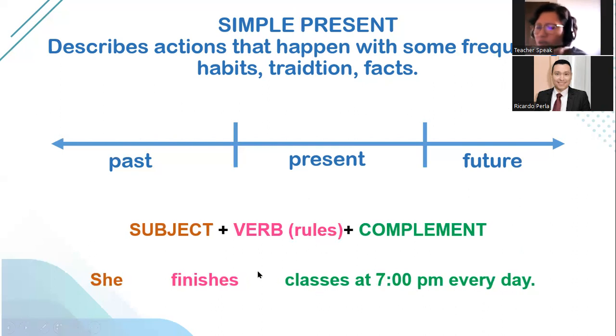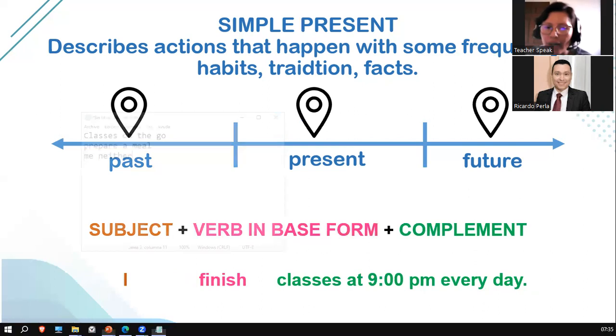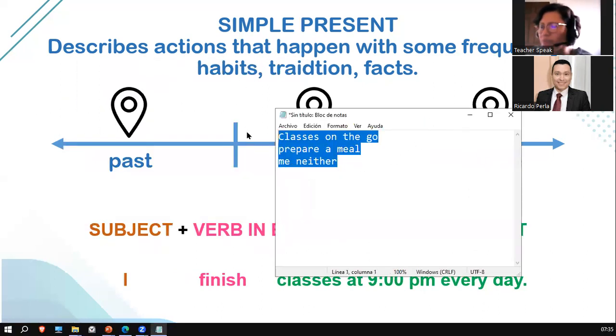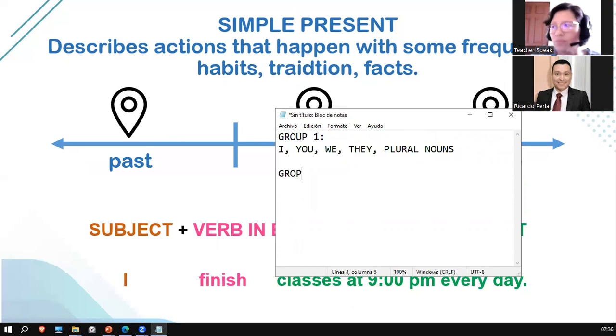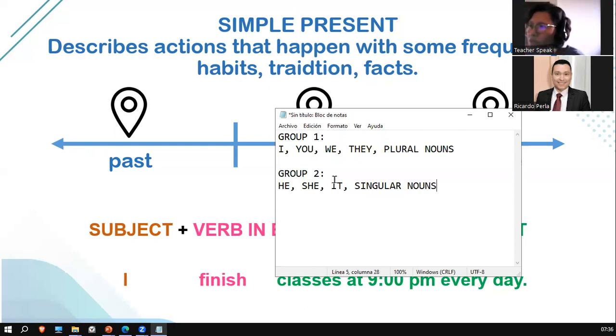Okay. So if I am talking about the first group, I divide it into two groups. Yo lo divido en dos grupos, okay? So the first group is I, you, we, they, and plural nouns. Okay, that is group number one. Okay, group one. Then group two. Group two. Okay, I have he, she, it, and singular nouns, right? Okay, so these are two different groups.